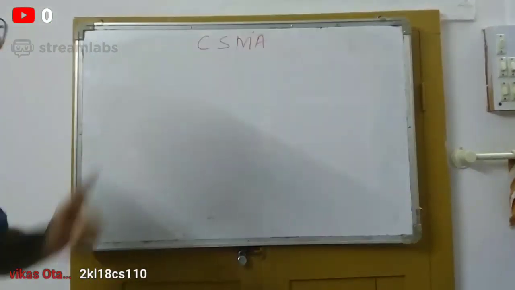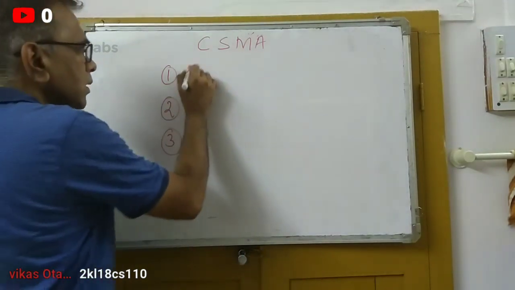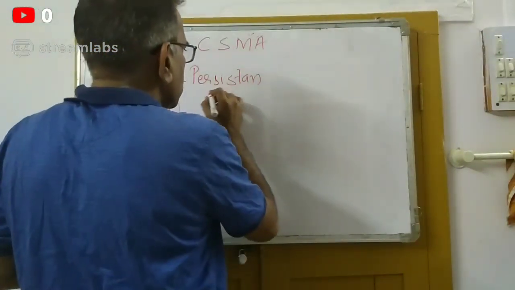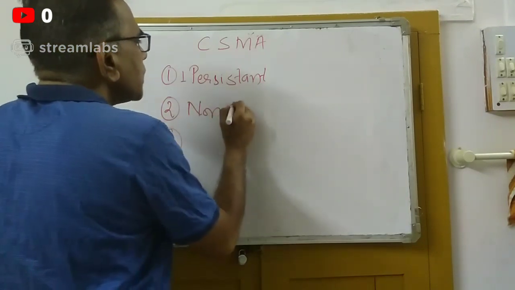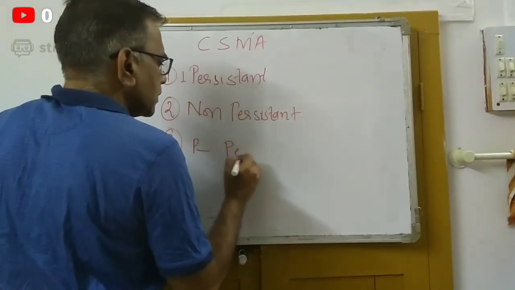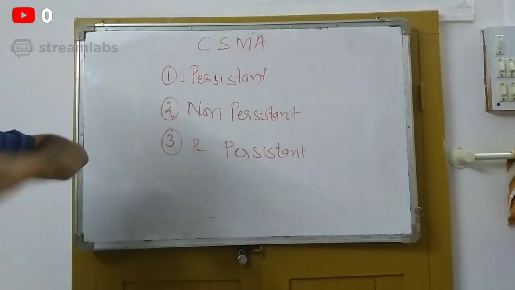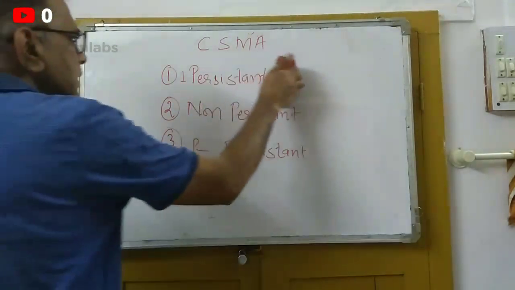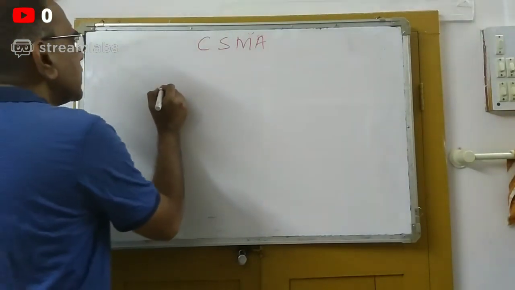For transmission of a frame, again there are three methods proposed in this CSMA technique. One is the persistent technique, otherwise called the one persistent technique. The second one is the non-persistent technique, and the third one is the P persistent technique. These are the three methods used for transmission of frames. What is a one persistent technique, what is non-persistent, and what is P persistent, that we are going to see.